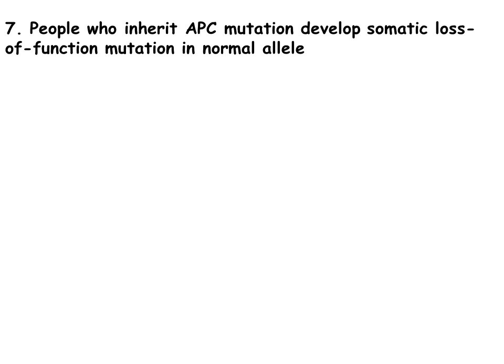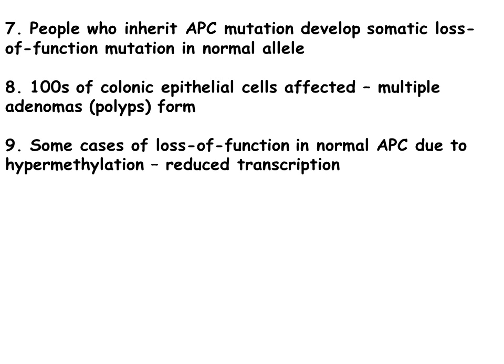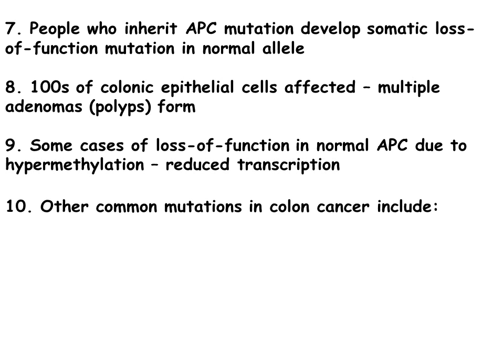Now, people who inherit the APC mutation develop FAP, however you want to think of it, and again have a somatic loss of function mutation in the normal allele. Hundreds, not like the few polyps I had on my first colonoscopy, hundreds of these epithelial cells are affected. So you get lots of these polyps formed. And now some of the cases are not due to an actual mutation, but because the gene has not been produced because the DNA has been inactivated, too many methyl groups added to it.